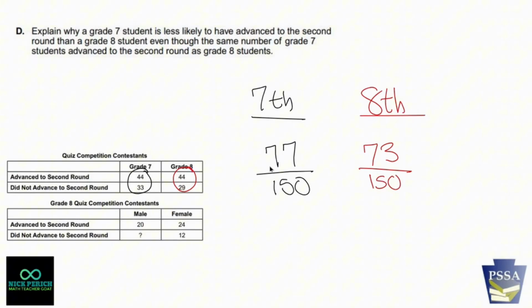So even though the same number of grade 7 students advanced to the second round as 8th grade students, a 7th grade student is less likely to advance to the second round than an 8th grade student because there are more 7th grade students who participated. Okay, and we could also word it like this: more students did not advance to the second round in grade 7 than grade 8.